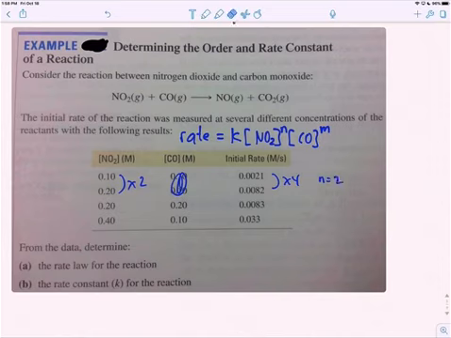And also, if you look, I'll change the color. This one goes up by a factor of 2, this one stays the same, and this one doesn't change. This means that m is 0. So you can do it that way. That is one way to solve this.